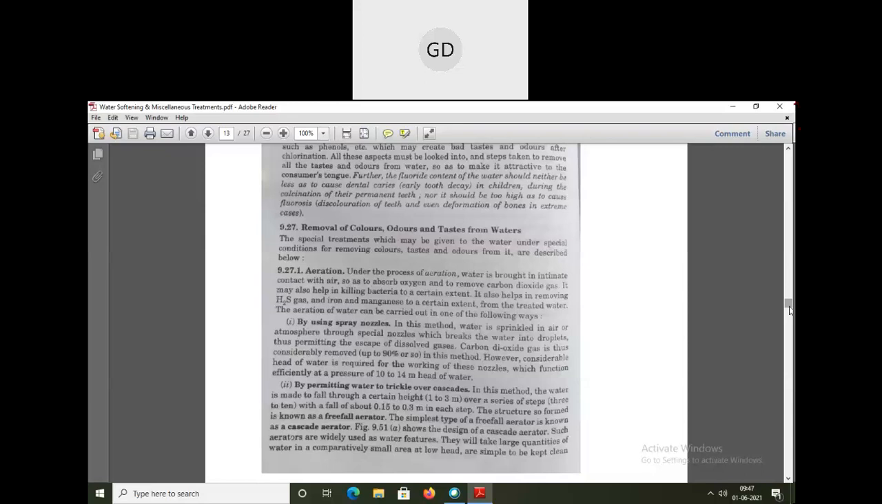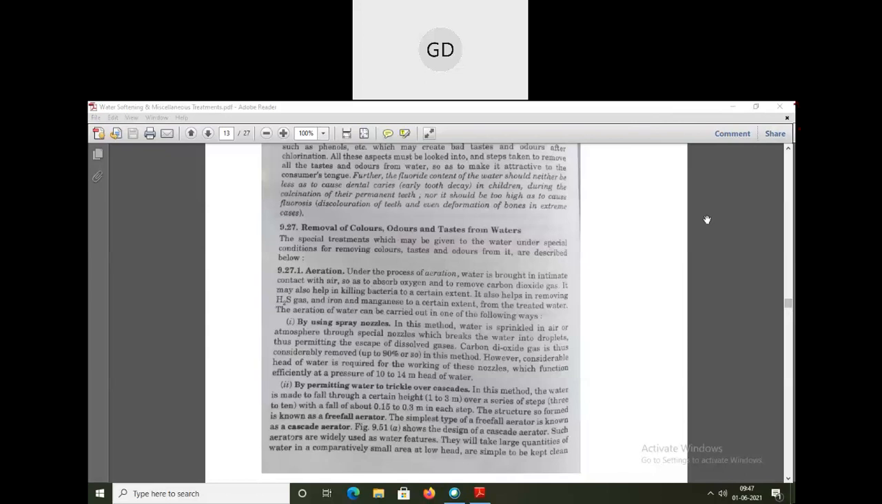Number one, you can see here, is by using spray nozzles. Here the water is sprinkled in air, or you can say in the atmosphere. There are some special nozzles from where the water comes out in the form of droplets. When this is done, the dissolved gases are removed. So in this way, the first one is using spray nozzles.